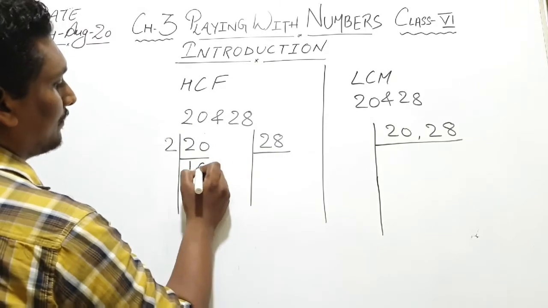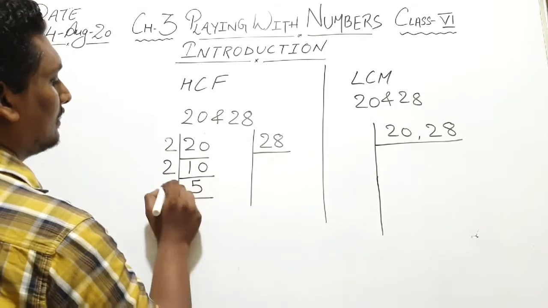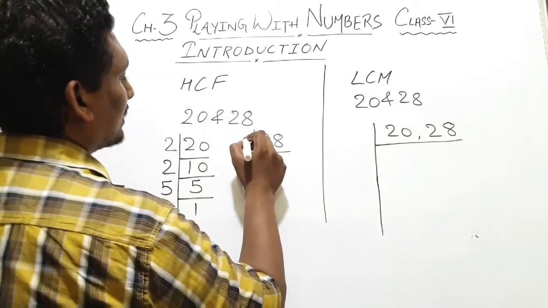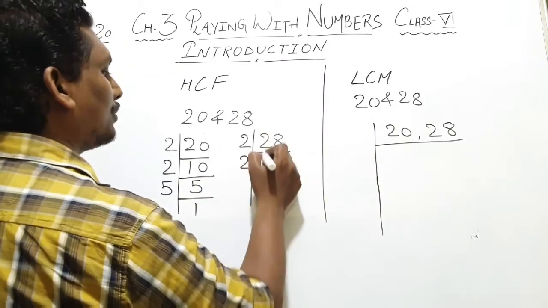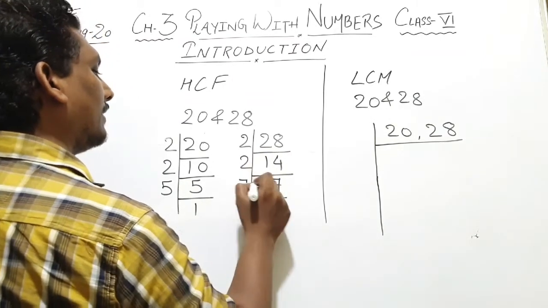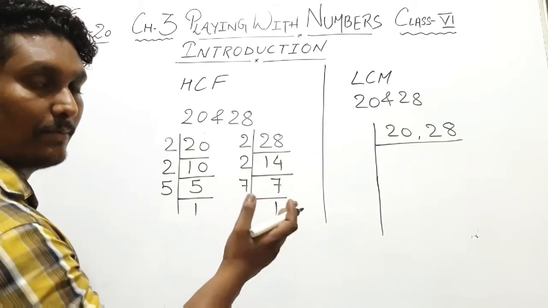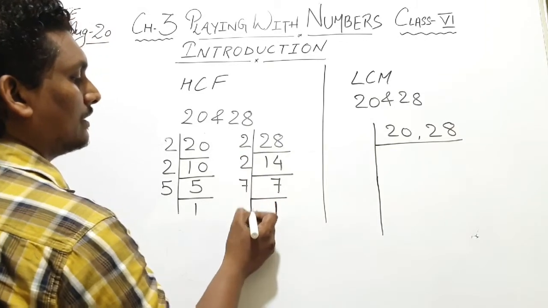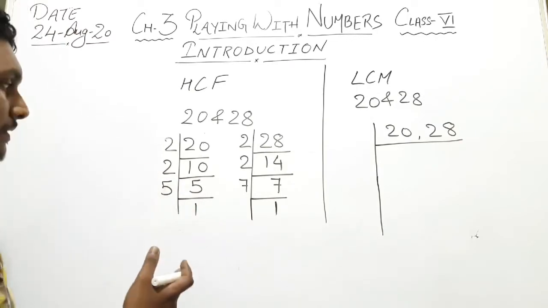2 tens are 20. Again 2 fives are 10. 5 ones are 5. Right, now come to the next one. 2 tens are 20, 2 twos are 4, again 2 sevens are 14, 7 ones are 7. Why have I written 7 here? Because 7 doesn't come in any table, only in the table of 7 and the number 1 itself, right? That's why. Same case with the 5 also. 5 comes in the table of only 5.